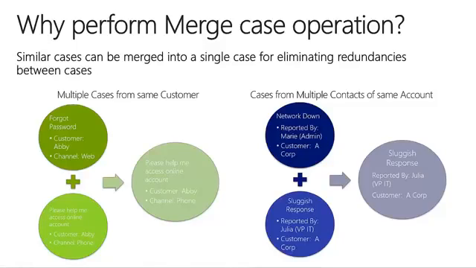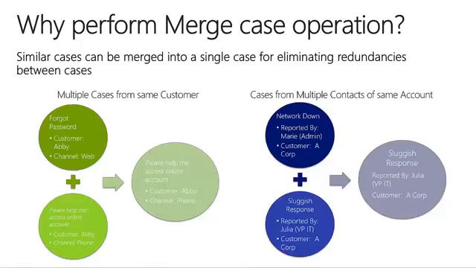Another possible scenario is that multiple people from the same company might open up a case for the same issue. For example, a network outage experienced by multiple people within the company. The ability to merge records was previously available for account and contact, but the ability to merge cases is new. You'll also see that the experience is slightly different.